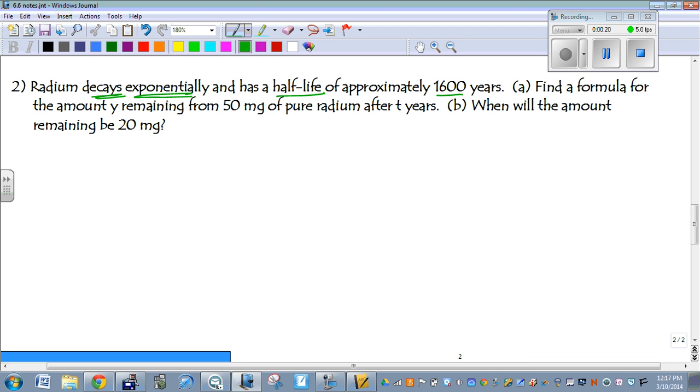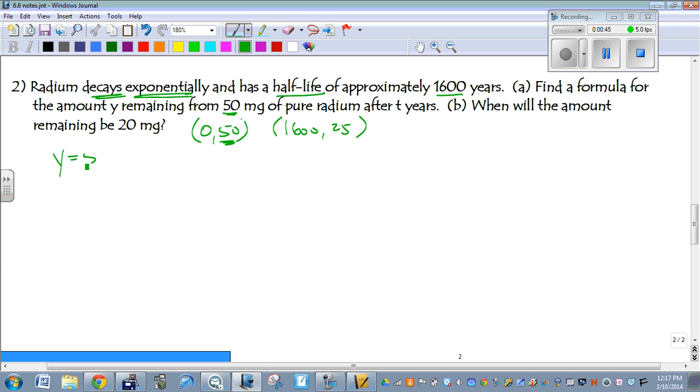And although it doesn't look like we have two ordered pairs like we did in problem 1, we actually do. We know that our initial amount is 50, so (0, 50). When t is 0, our amount is 50. And it says it has a half-life of 1600 years. So that means after 1600 years, there's going to be half of this left, so (1600, 25).